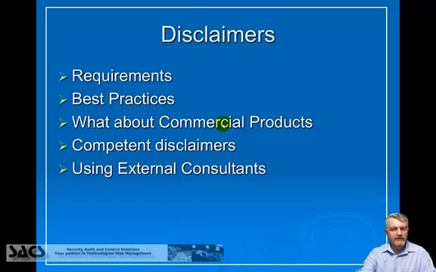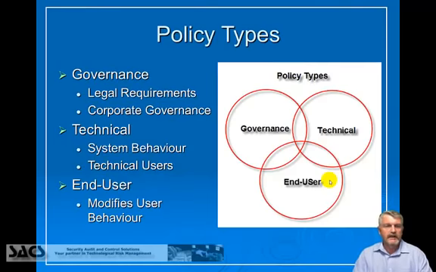And the next thing, we'll look at a framework in the next section of how to start and then develop your own policies. In this final section, we'll look at some policy types and the framework to develop these things. Governments, legal requirements, corporate governance. This will force you to actually develop certain policies. Technical policies such as system behavior and technical users, to control the users with more access than you're comfortable with. And then finally the end users, which should modify the behavior at the end of the day.